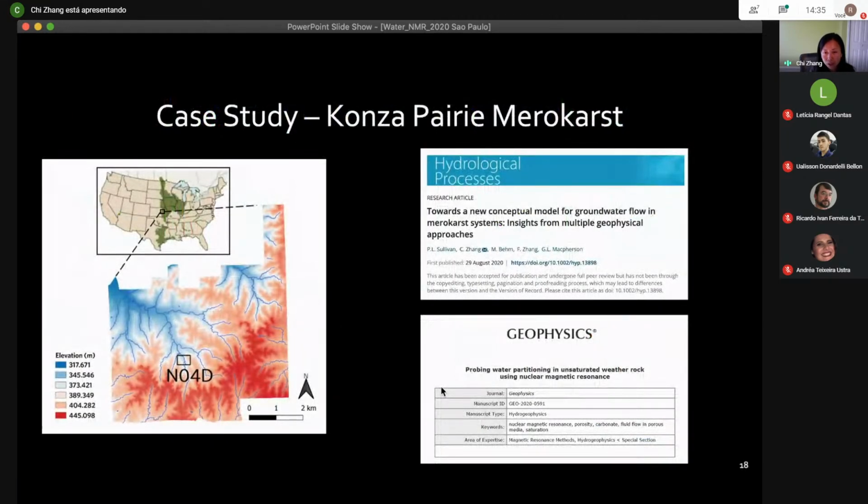Then I want to take you to a current work we're doing in the field, trying to study this merokarst system. This is a picture I show at the beginning of my slides. This is the Konza Prairie, Kansas, which is a tall grass prairie. The field component of this work has recently been published in this paper. We have some subsequent lab analysis and also the modeling work we're currently working on, and this work is in revision right now.